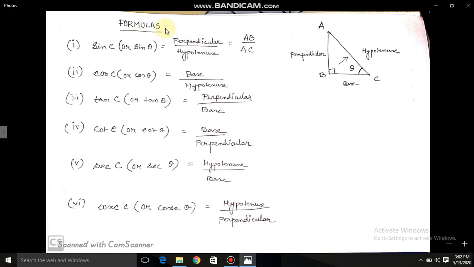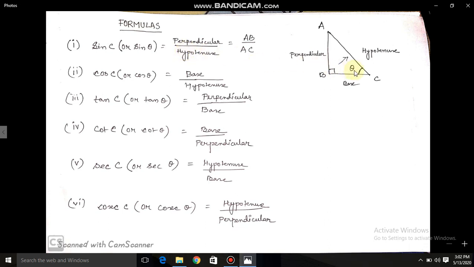Okay. The first formula is of sine. Now see in this diagram I have taken C to be the angle of reference. You see, and I have named C as theta. So sin C or sin theta, you can write it either way, if two names are given. The formula of sin C is perpendicular by hypotenuse.